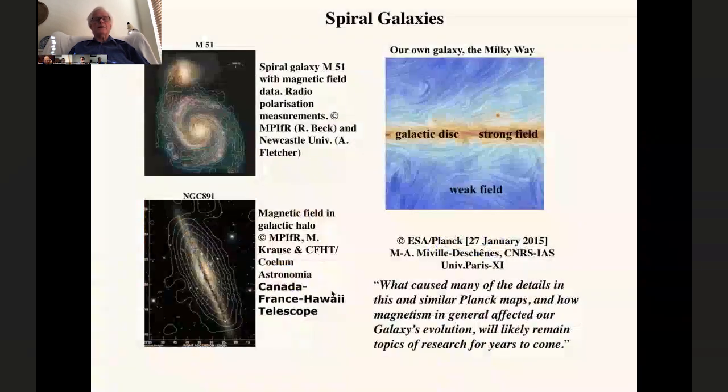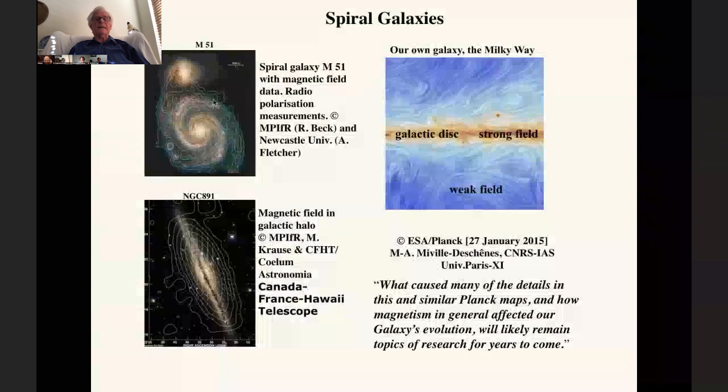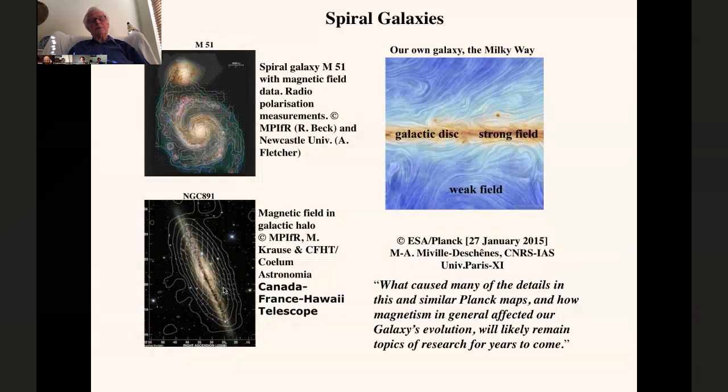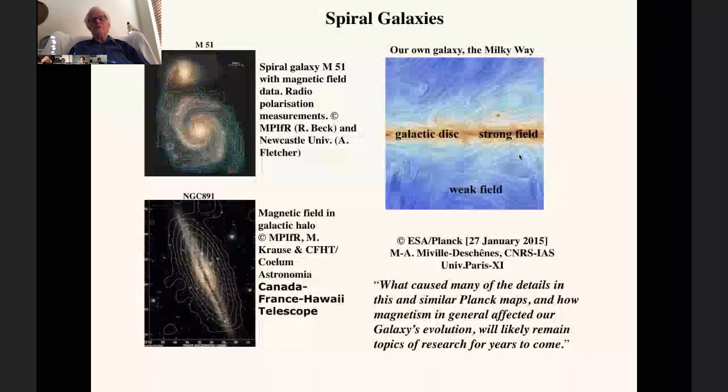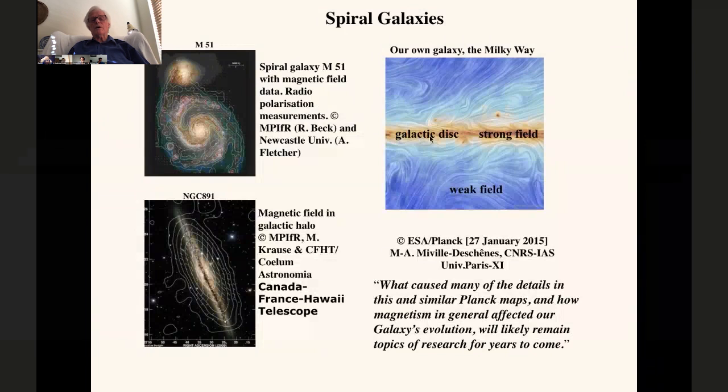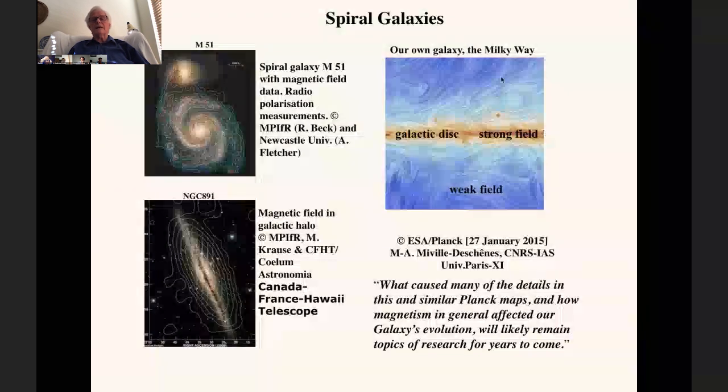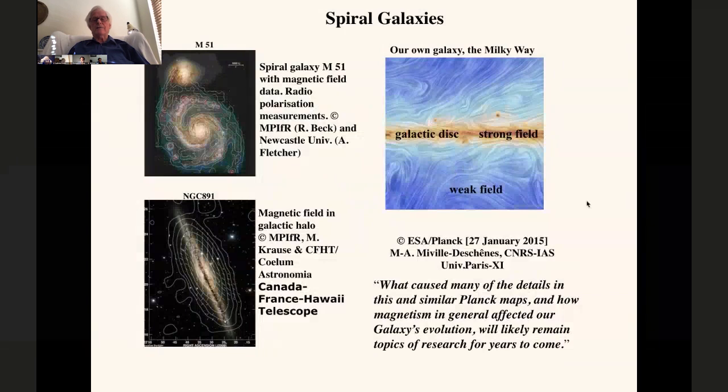The same applies to spiral galaxies. These are magnetic fields measured by various astronomical techniques in or around these spiral galaxies. Here's our own galaxy, the galactic disk, with a strong magnetic field within the disk and a weak magnetic field in the external halo of the disk.